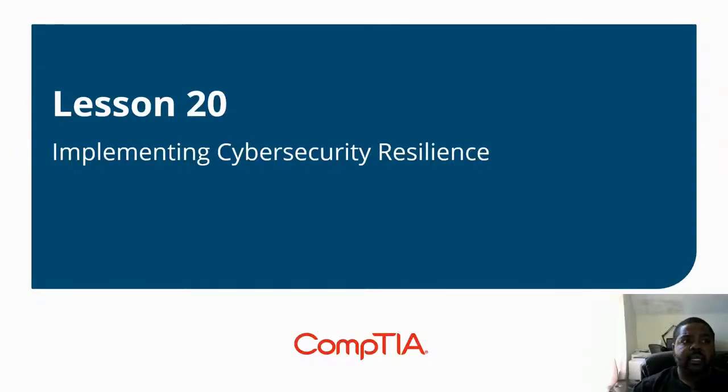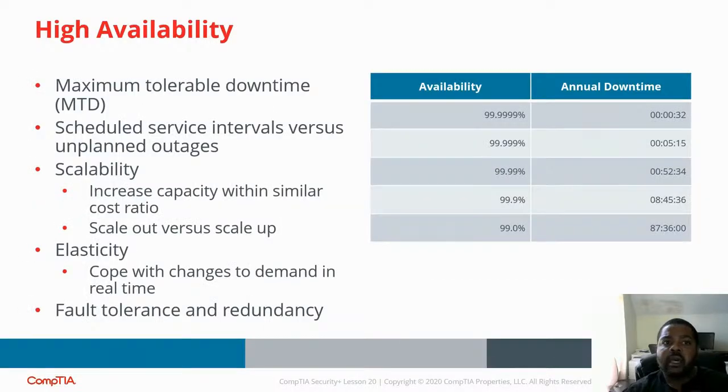So let's look at lesson 20, implementing cybersecurity resilience. Having good reliability or availability is very important for a company when you're doing a lot of business online. Having your servers available at any given time to your customers around the world could be a main factor for a lot of these companies. The main one that sticks out in my mind is Amazon.